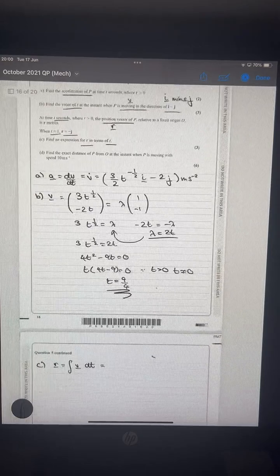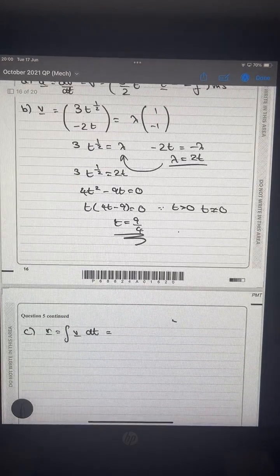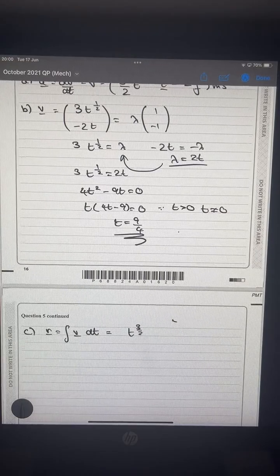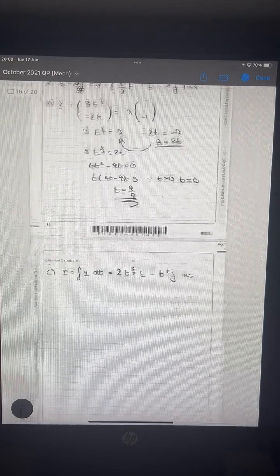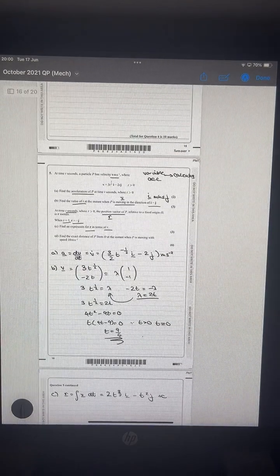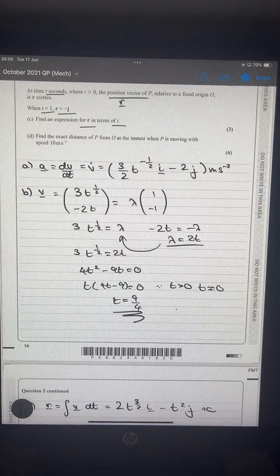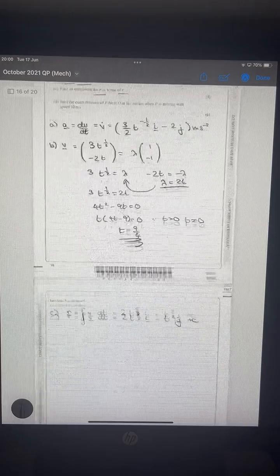So if I integrate velocity, increasing the power by 1, dividing by the new power, I get t to the 3 over 2, 2i minus t squared j. And remember, it's an indefinite integral, so you need plus c. And now how am I going to find that plus c? Well, I'm going to look at any conditions. At t equals 1, they give me that r equals minus j. So that's my boundary condition.